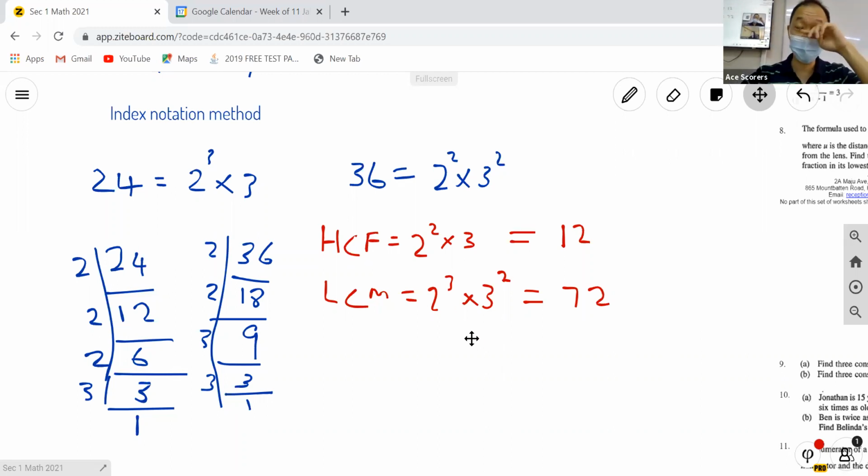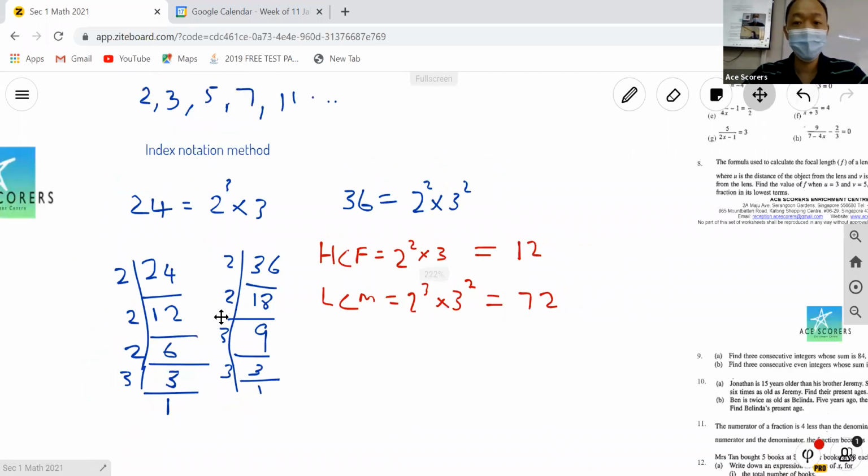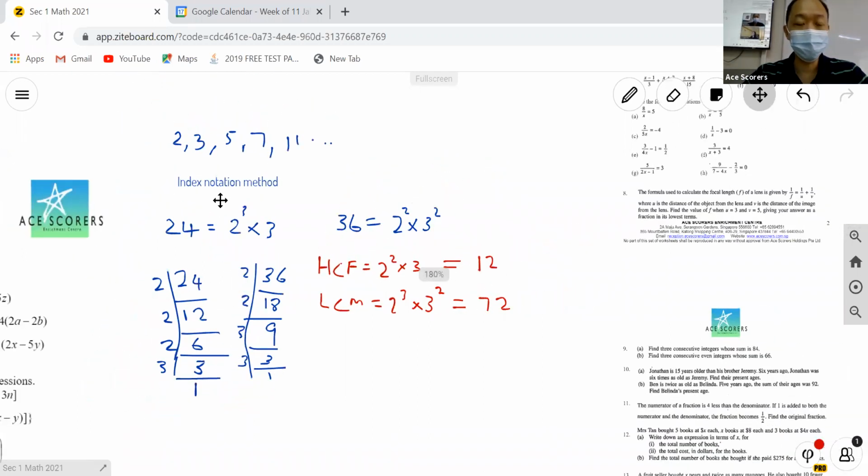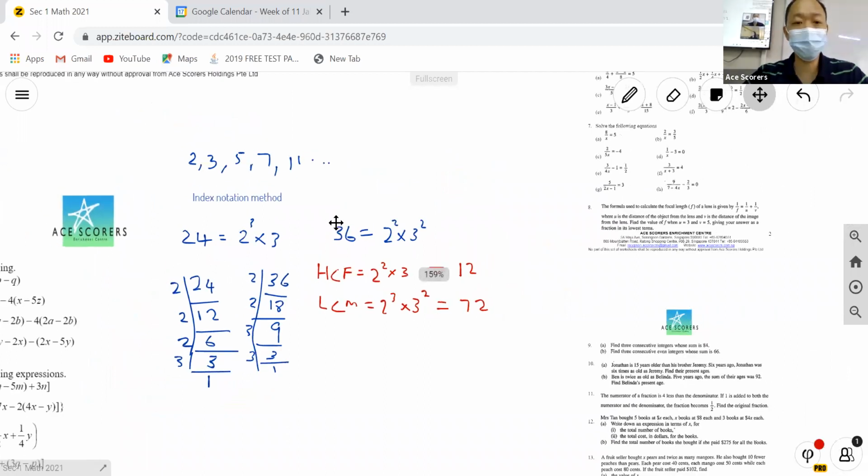Anyway, what we are doing is a recap of the index notation method for HCF LCM, as requested by one of my Instagram followers, a long-term physics student. Last year physics, this year he's in secondary school. So that was the index notation for HCF LCM.